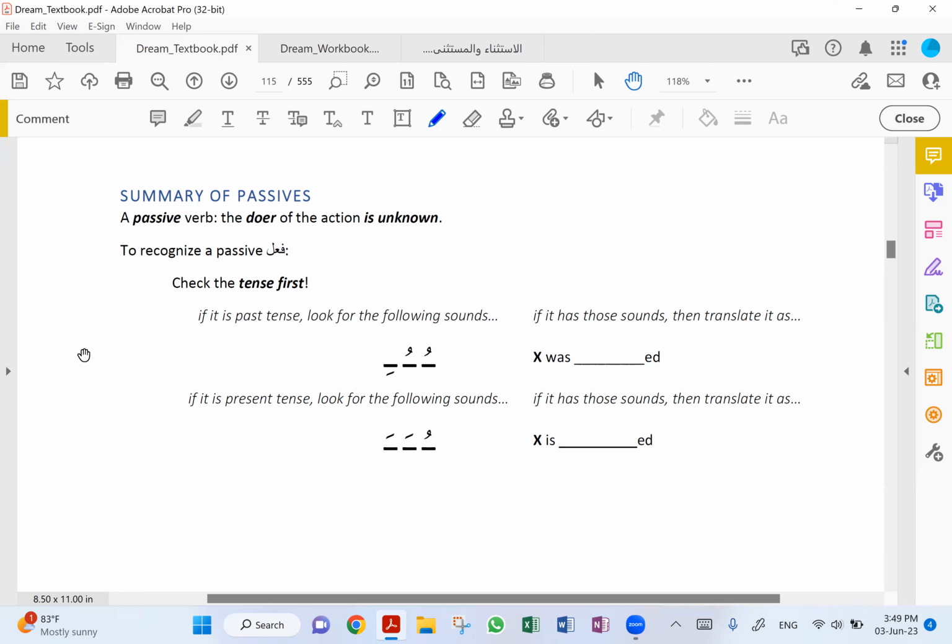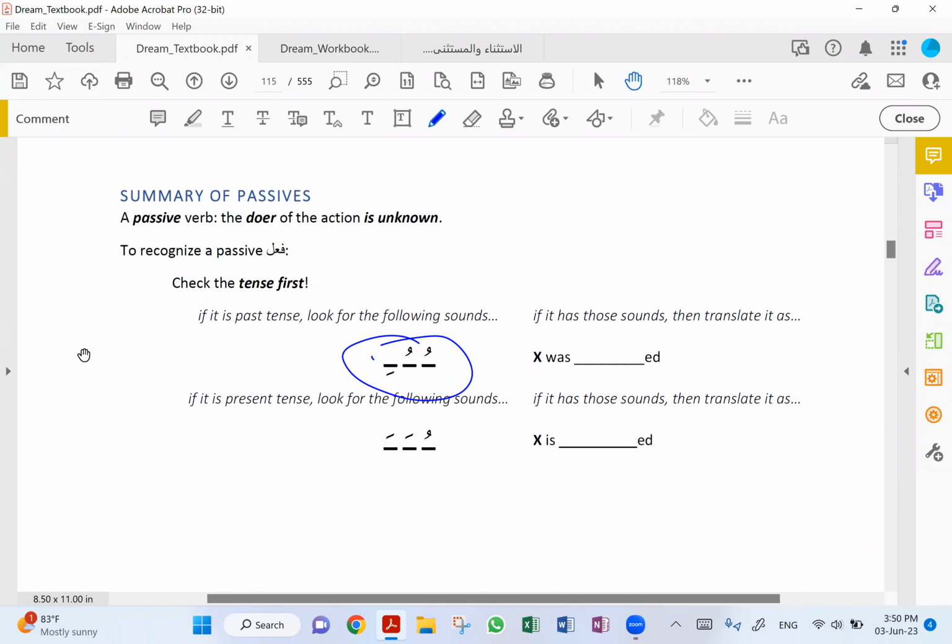But yeah, this is the summary of passives. When you're looking at the past tense, how we know that it's a past tense, we look at this: u followed by e. So the first letter is going to have a dhamma, and the second last letter is going to have a kasra. So u-e. Whatever is in between is all going to have a dhamma, and that's why we say u-u-e. And then the second last letter is going to have e.